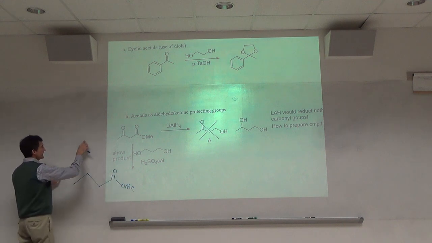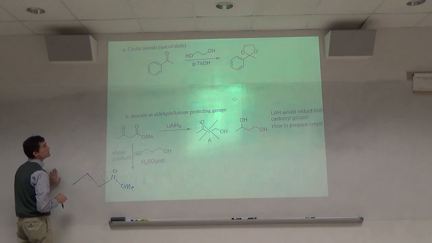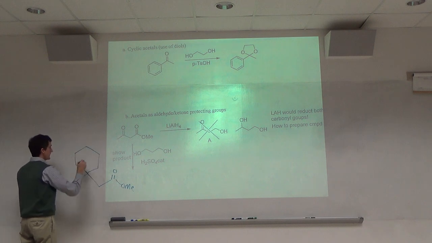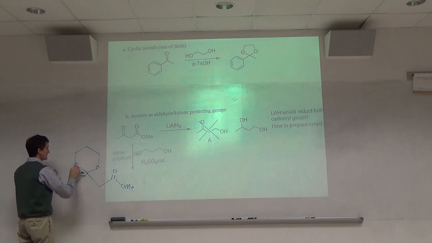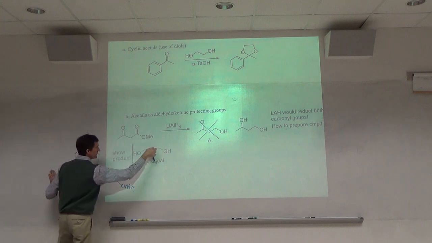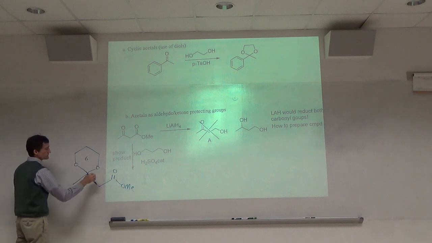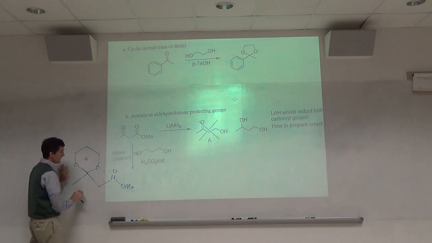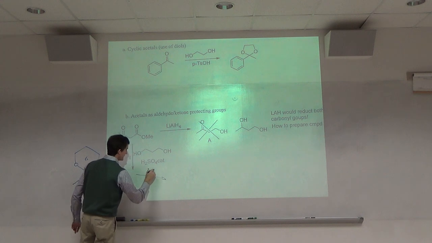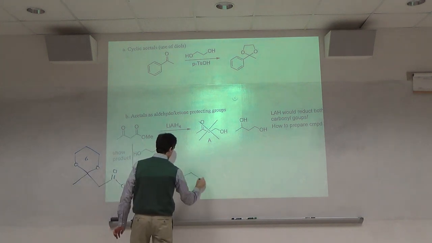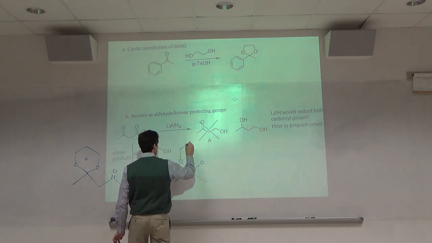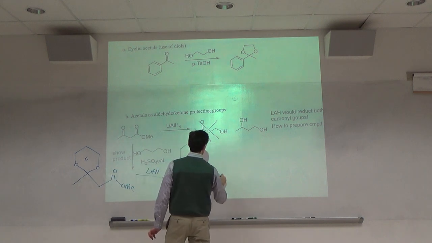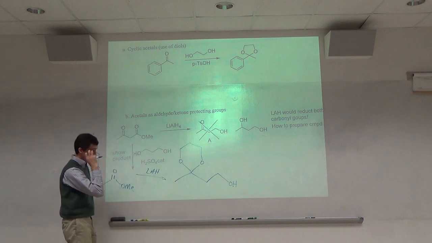What size ring is the cyclic acetal going to be? Six. Right? Three carbons between the oxygens: 1, 2, 3. Six-membered ring. This will make the cyclic acetal of the ketone. At this point, you can then react this with LAH, and you will get full reduction of the ester.